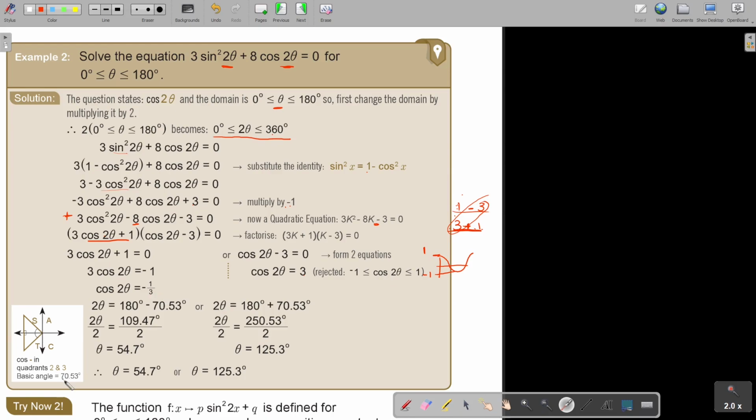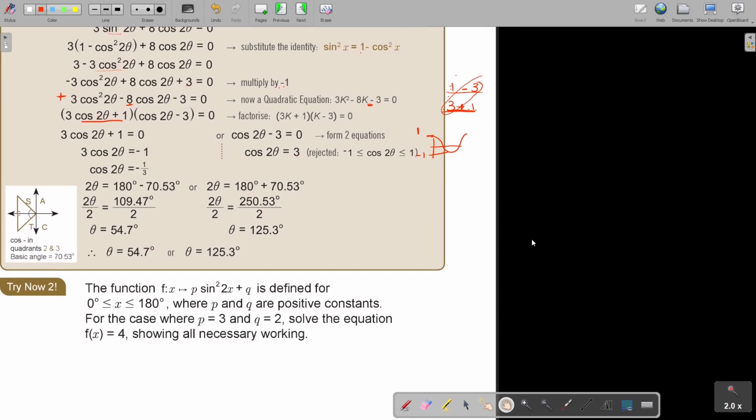And I get 70.53. So then 2 theta equals 180 minus 70.53. That's for that one. And for this one, it's 180 plus 70.53. And then I divide by 2. And then it's 54.7 and 125.3. And that's my two final answers. Okay, not so difficult. Just the domain that I changed a little bit. And then don't also forget that I first divide by the 2 in the final step after I subtract the 180 or I add the 180.